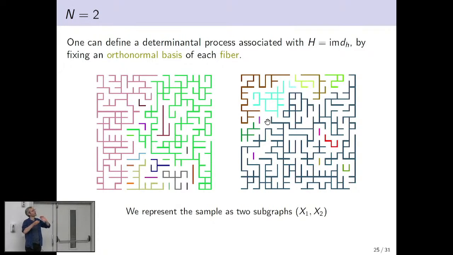And how did I represent it? You should think about these two drawings as being, if you want, one on top of each other. The underlying graph is the square grid. And these are two layers corresponding to our sample, which you can then view as two subgraphs, but they are coupled. And I will call these two subgraphs x1, x2.